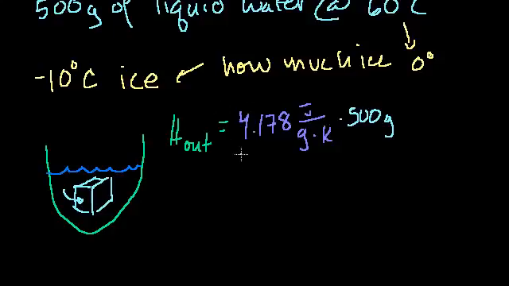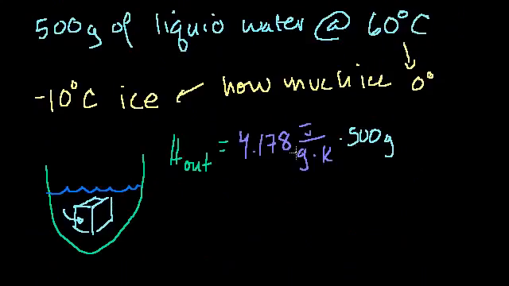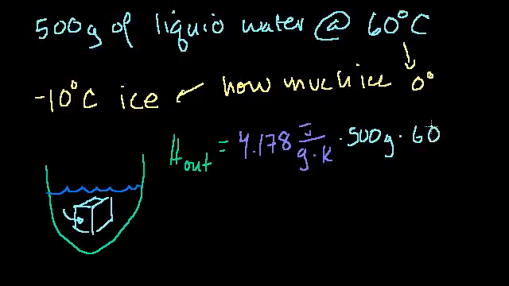And just a side note, I use this specific heat because we're dealing with liquid water, liquid water going from 60 to 0. So the final thing, I have to multiply it by the change in temperature. The change in temperature is 60 degrees. There's a little button on the side of my pen. When I press it by accident, sometimes it does that weird thing.